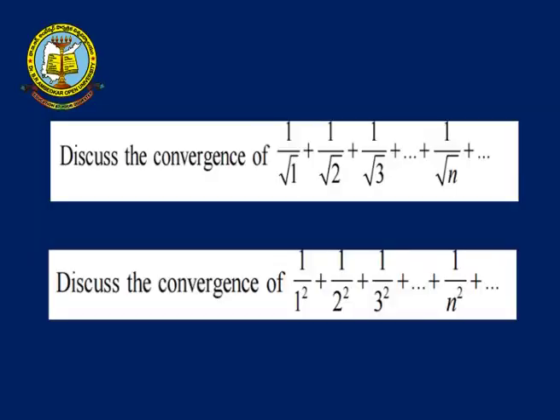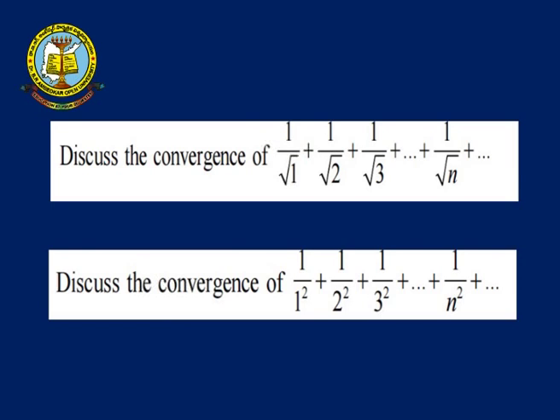Now, discuss the convergence of 1 by root 1 plus 1 by root 2 plus 1 by root 3 plus so on plus 1 by root n. Is it convergent or divergent? By the p test, the nth term is 1 by root n, sigma n equal to 1 to infinity of 1 by root n. Here u n equals 1 by root n, which is 1 by n to the power 1 by 2, equal to 1 by n to the power p. Comparing, p equals 1 by 2, which is less than 1. The series is convergent only for p greater than 1, so for p less than 1 the series is divergent. That is over.